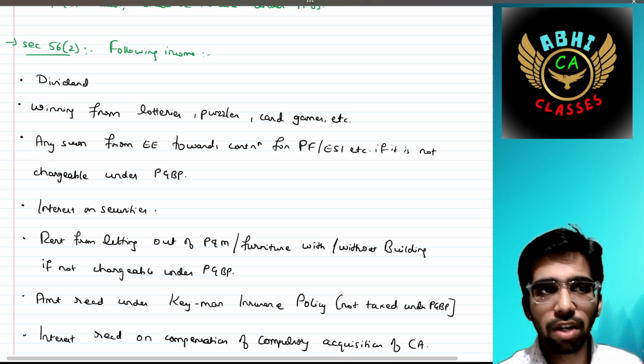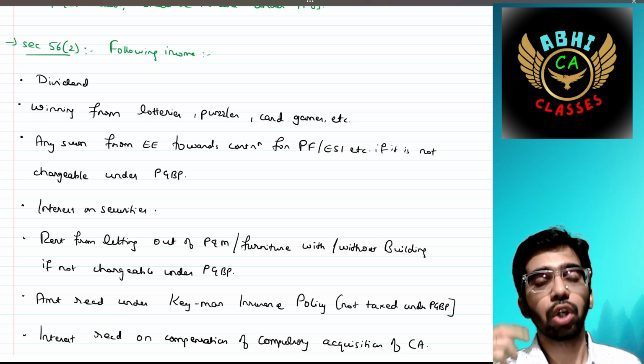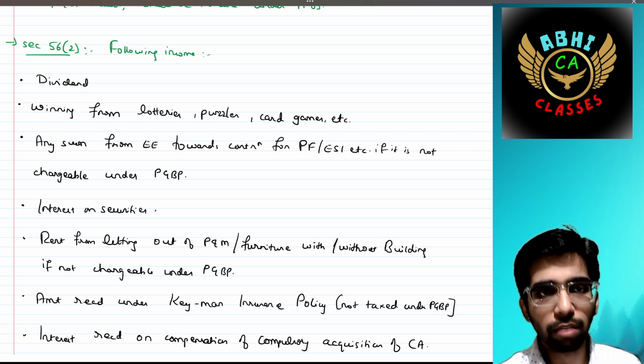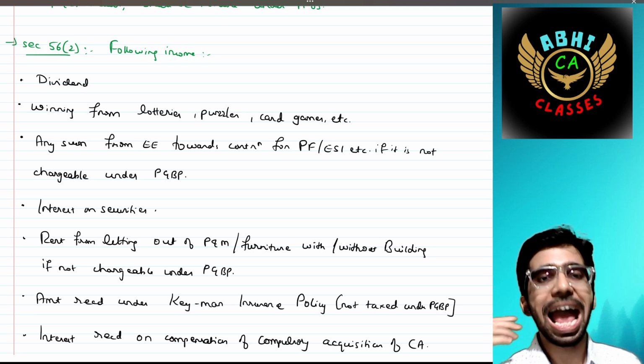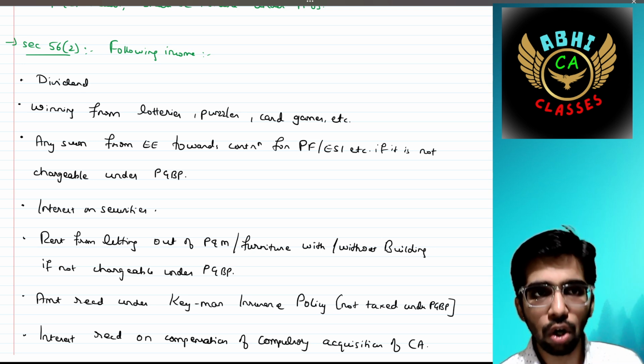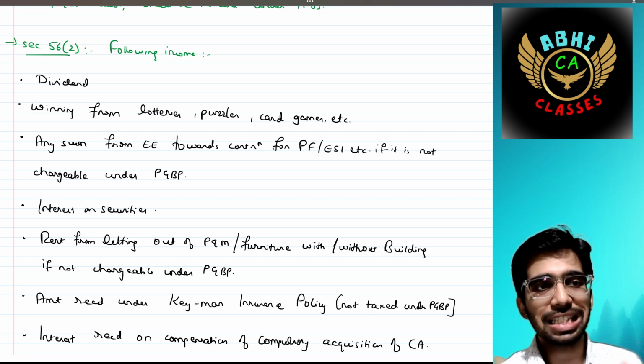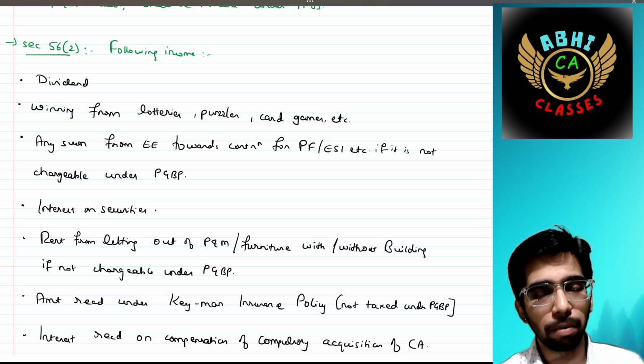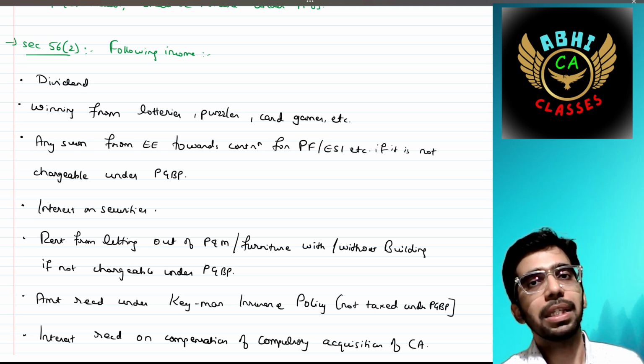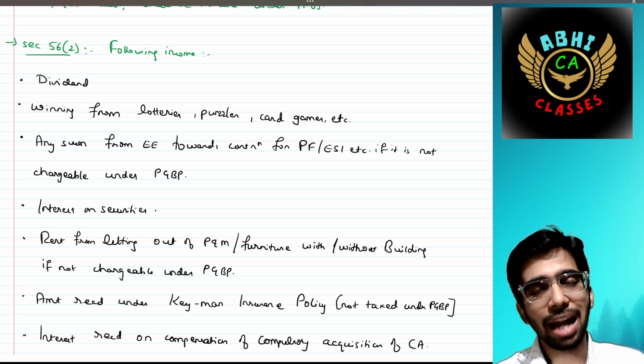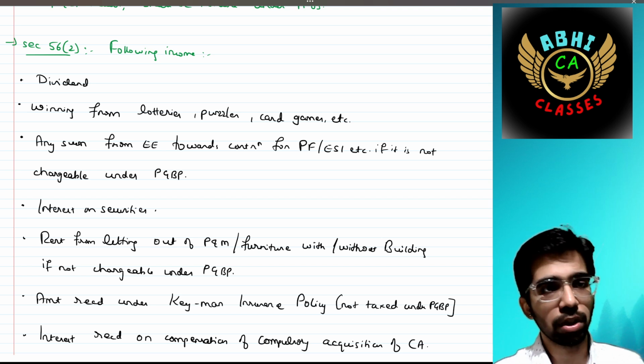Number one, dividend. Two, the income from lotteries, puzzles, and card games. Next, any sum from employees towards contribution for PF and ESI, etc. If it is not chargeable under PGBP. If it is being charged under PGBP head, then that will go under PGBP head, not under income from other sources.